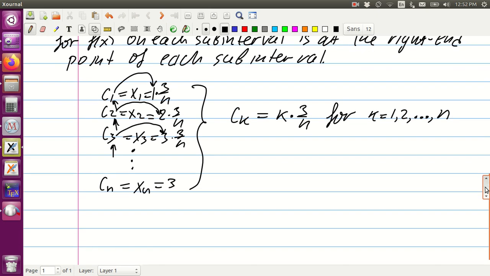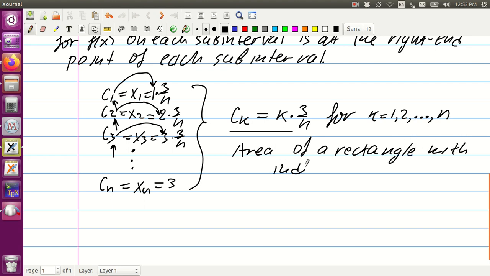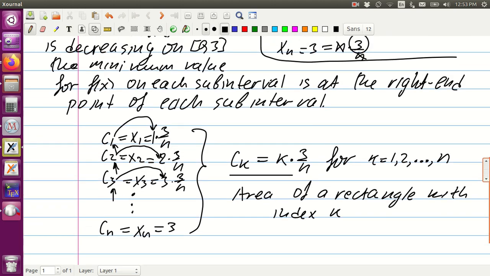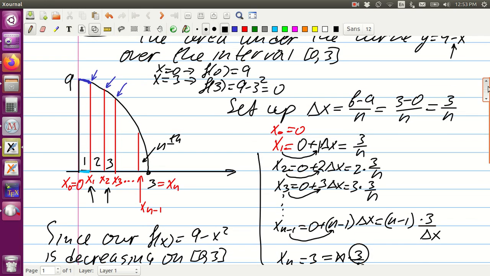All right. So if I know c in general, I can find the area of a rectangle with index k. So what do I mean by this? I go back to my picture and I complete it because it's not done yet. So I'll have to create the top. So I'll create the top at the right end point. Okay, so over here.